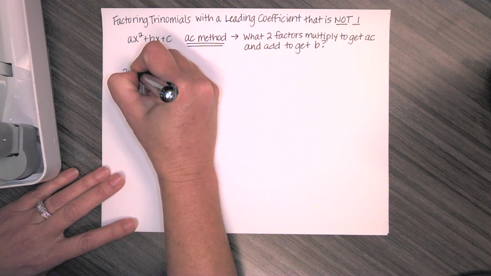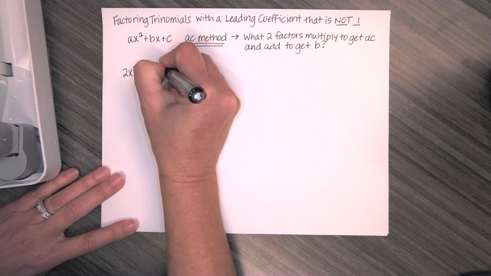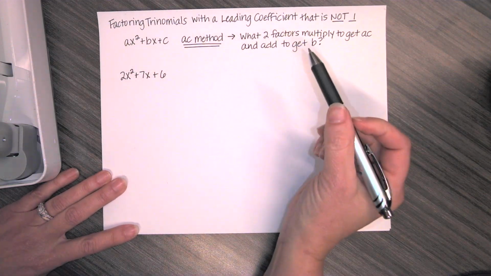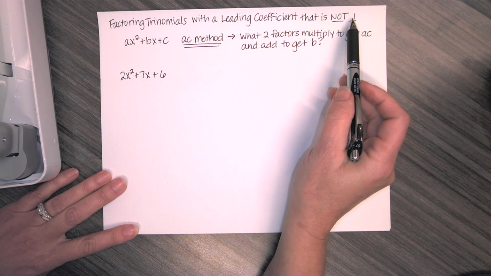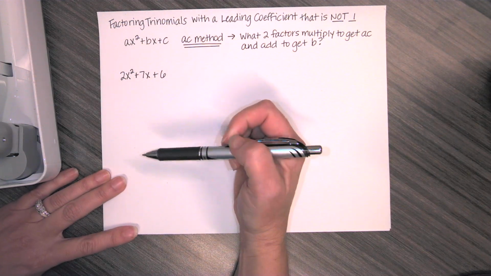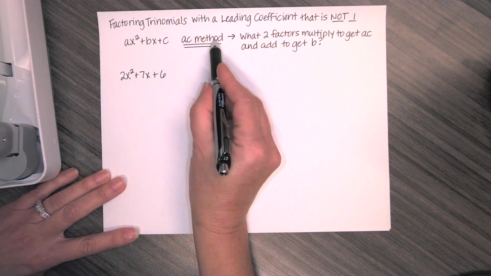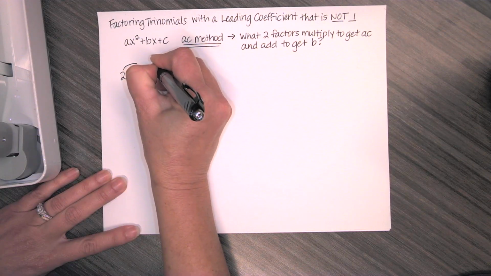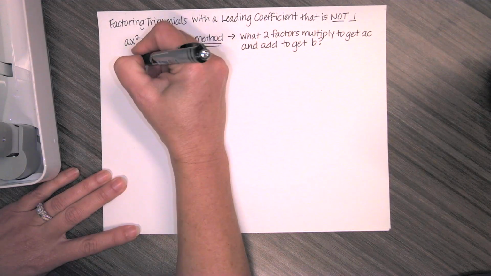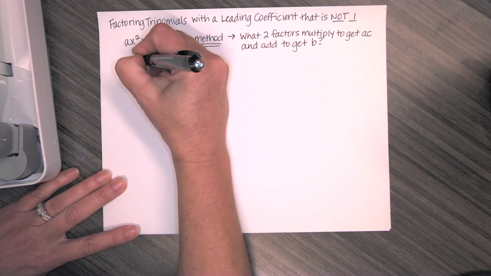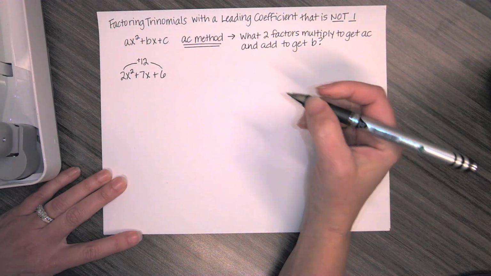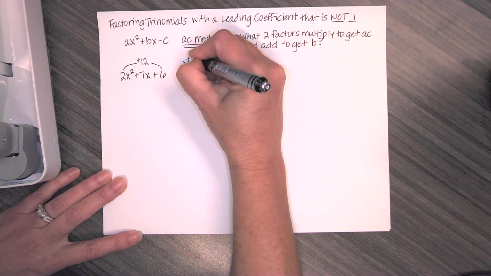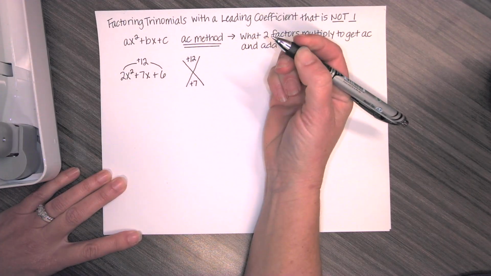If we have 2x squared plus 7x plus 6, you can see here that my leading coefficient is a 2. And since it's not a 1, we cannot use the method that I showed you in previous videos. We have to use what's called the AC method. So the first thing I'm going to do is multiply my a and my c together. Positive 2 and positive 6 multiply to give you positive 12. Now I'm going to look for factors of positive 12 that add to get positive 7.